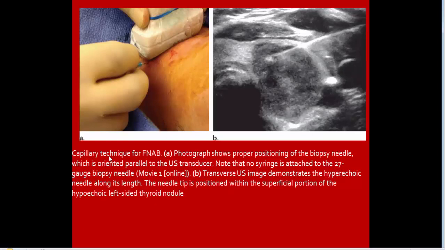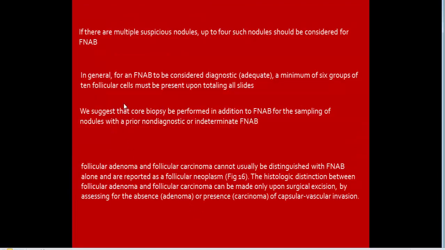And this is the capillary technique for fine needle aspiration biopsy, and with multiple suspicious nodules, up to 4 such nodules should be considered for fine needle aspiration biopsy. In general, for fine needle aspiration biopsy to be considered diagnostic, an adequate minimum of 6 groups of follicular cells must be present on at least one slide. We suggest that core biopsy be performed in addition to FNAB for sampling of nodules with a prior non-diagnostic or indeterminate fine needle aspiration biopsy.